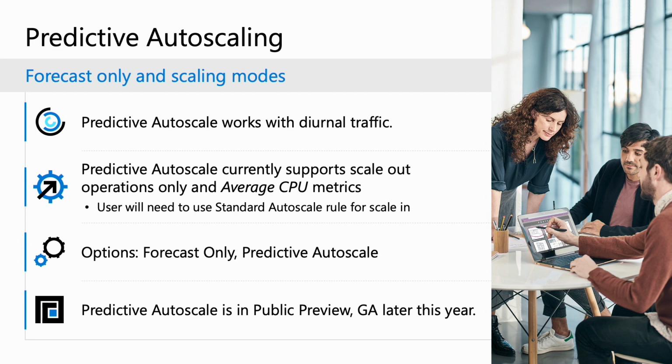In addition to enabling predictive autoscale, users are provided with the option to enable forecast only, which allows them to view the predicted CPU traffic without triggering any scaling action. This helps users build confidence with the forecast model before enabling predictive autoscale itself. Let's take a look at the demo.